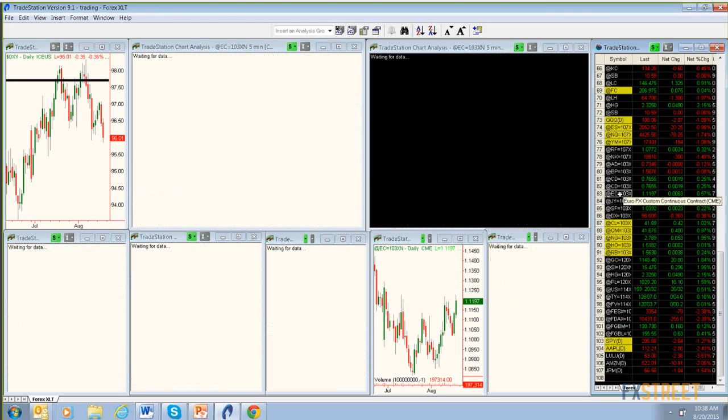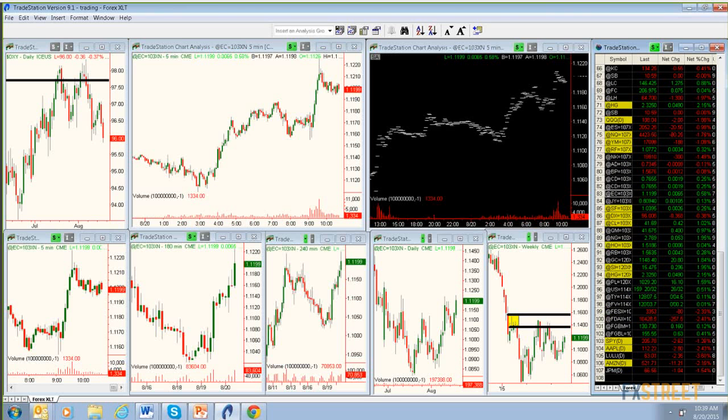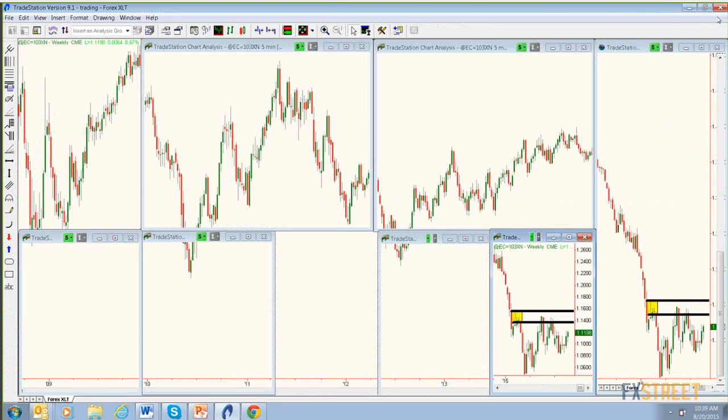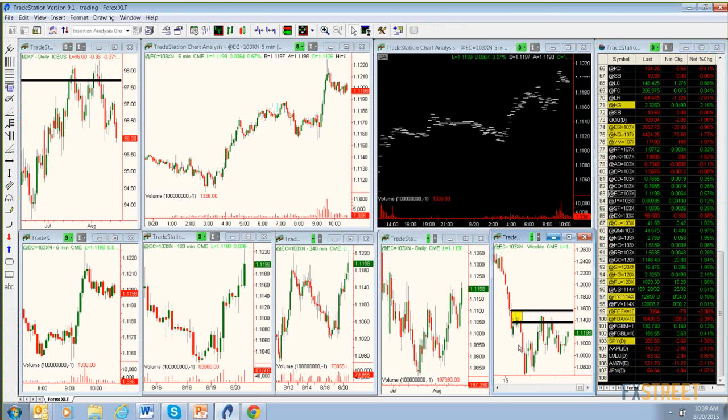Obviously, in these FX Street sessions, we focus on the euro a lot. We've been very bearish on the euro for the past couple of years now. We do have this weekly supply zone here, and not a ton to stop prices from rallying up to at least close to that area.